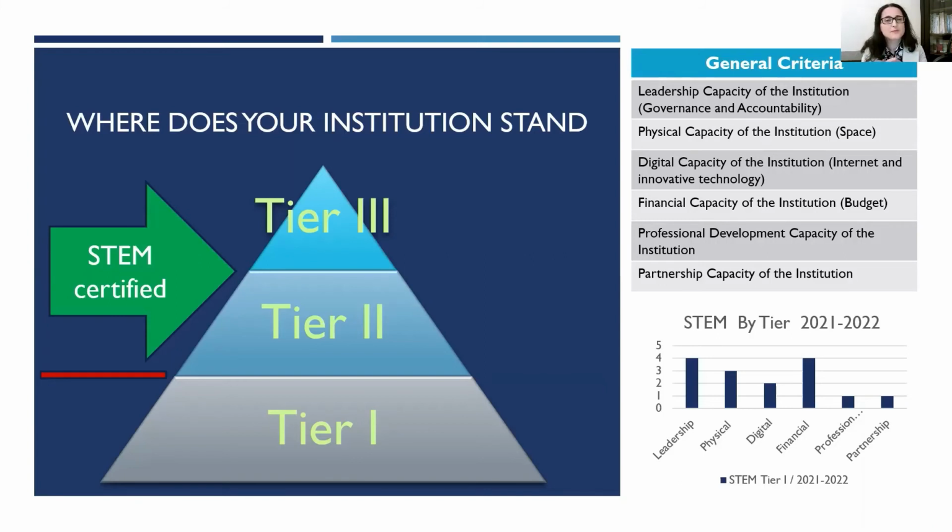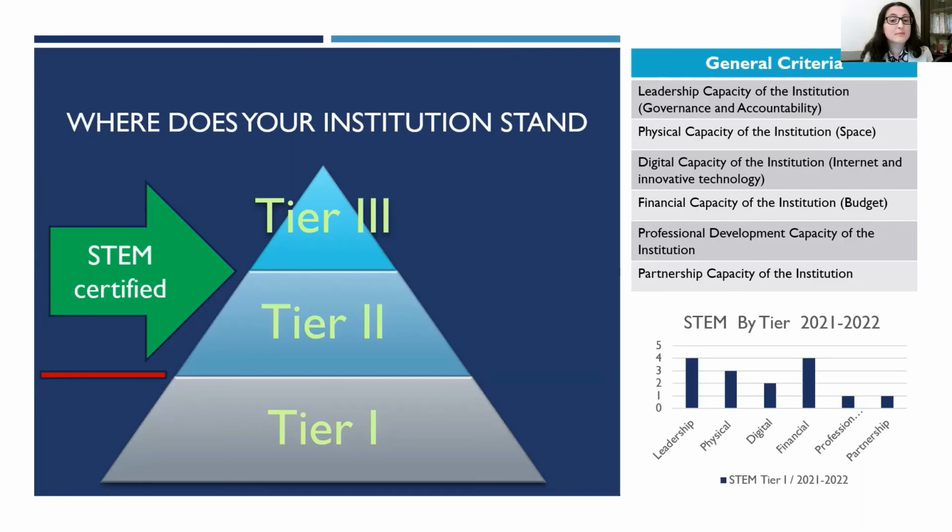Some schools are very small and they might not, for example, have the right place to do the labs, or if you want to have some STEM clubs, etc. Digital capacity of the institution, and obviously this is the internet and the innovative technology, and we have to consider that some schools in certain areas, even in the most advanced countries, still do not have the appropriate internet connectivity. The 4th criteria is the financial capacity of the institution, and here we mean by that the budget, what the budget can tolerate and what the school can afford.